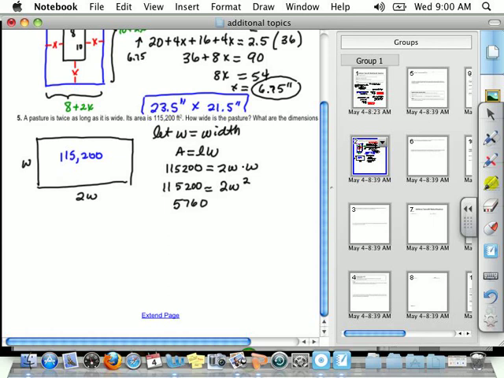Yeah. So w equals, is it 240? Okay, that's in feet. So you can do the little foot mark if you want. Okay, that was the first part of the question. How wide is the pasture? What are the dimensions? Well, that's an easy one. Just plug in w. So w was 240, so it's 240 feet by 480, right? And that's it.